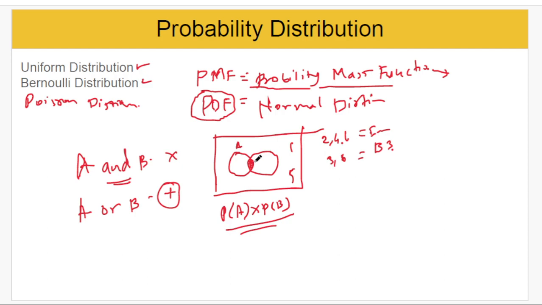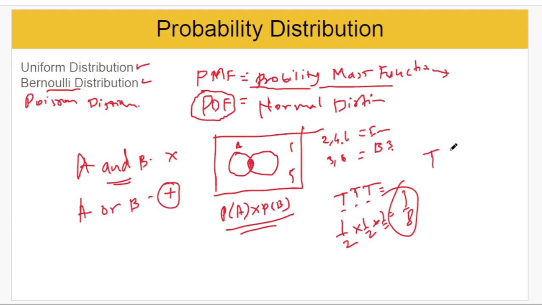What we are mostly using in the Bernoulli distribution is this: the first toss is tail, the second toss is also tail, the third toss is also tail. So tail and tail and tail, what is the probability? It is 1 by 2 into 1 by 2 into 1 by 2, which is equal to 1 by 8.